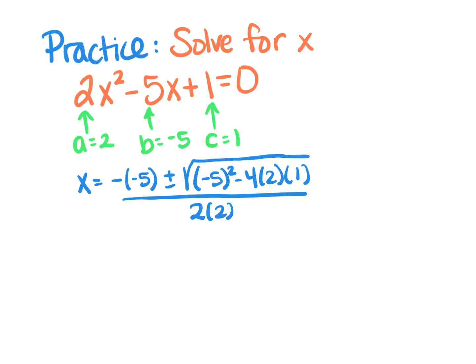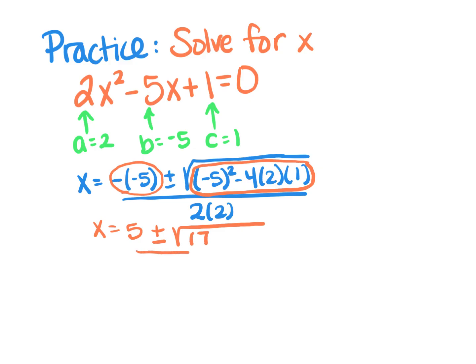We'll go piece by piece. So the first thing you're going to do is simplify here. And again, you might have already done that. So the opposite of -5 is a +5. I'm going to give you a little bit of time to plug in this discriminant and calculate it in your calculator. Did we get 17 for our discriminant? And then at the bottom, 2 times 2 is a 4.